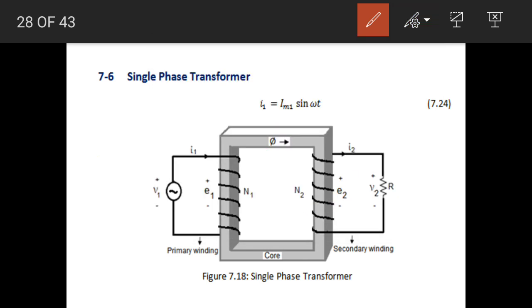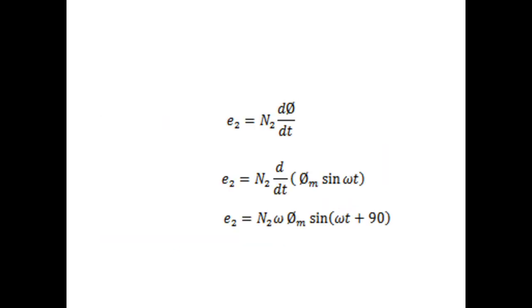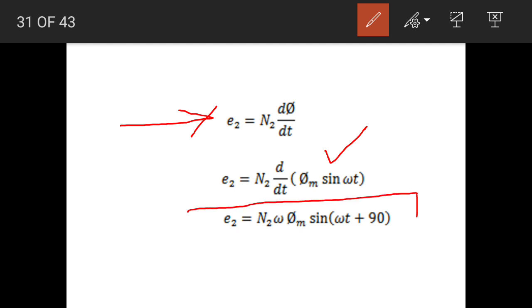According to Faraday's law, the voltage which is induced across the secondary winding of this transformer can be calculated with the help of this particular equation. E2 will be equal to N2 d phi by dt. We put the value of the magnetic flux in this equation and we differentiate the magnetic flux. So E2 will be equal to N2 omega phi m sine of omega t plus 90 degree, and here is the maximum value of this secondary voltage.